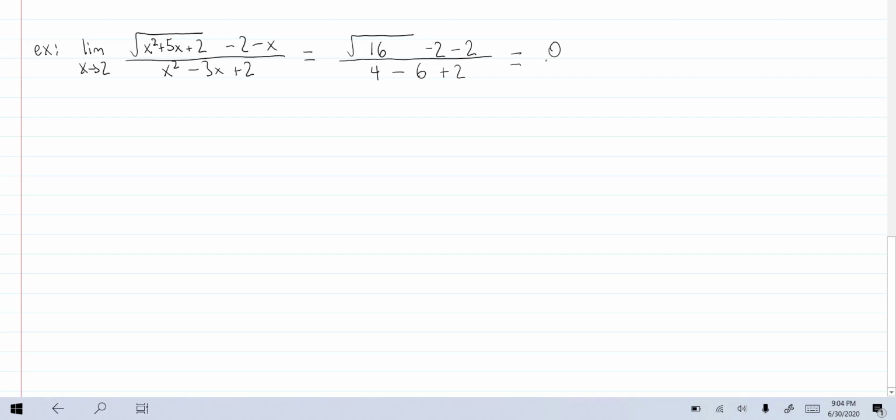And what you'll find is that we do have the 0 over 0 indeterminate form. So because we've got that square root in the numerator and we've got the 0 over 0, we're going to try multiplying by conjugates.